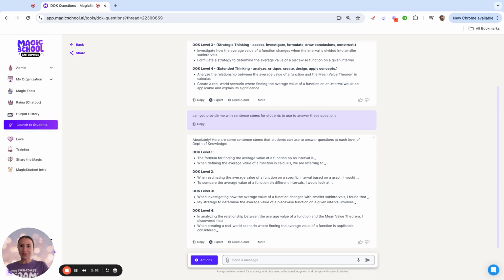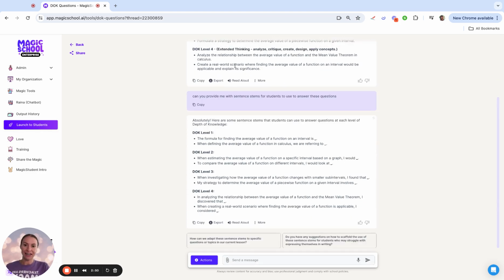So with that prompting here, they're completely correlated to these questions. And now I have sentence stems, really easy to give to students so that they have a place to start and they can focus on what they know, not just how they are going to say it.